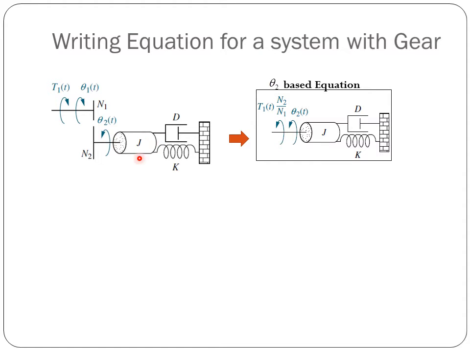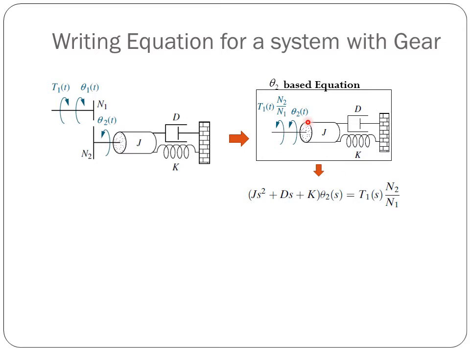On the right side we have T2, and T2 is equal to T1 into N2 by N1. We know it from the previous slide, right? So just have a look here. We could write T2 here, or we could write directly T1 into N2 by N1. So this is the right side of the gear. Now we are going to write the equation for this.